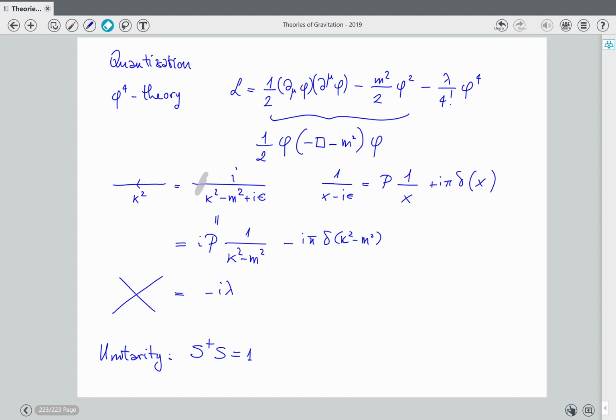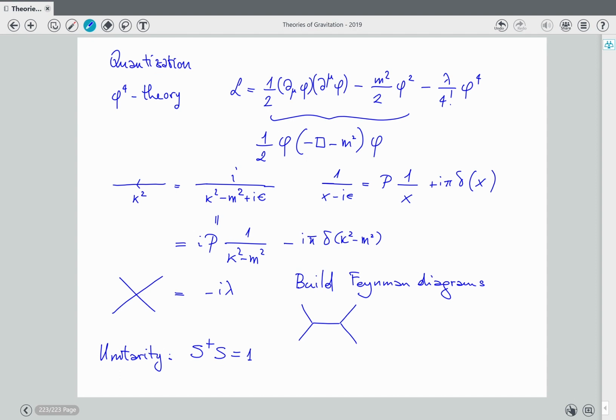But basically, once you have these ingredients, the propagator and the vertex, you build Feynman diagrams, so-called, which are those that give the S matrix after a few steps. For example, this is a Feynman diagram.